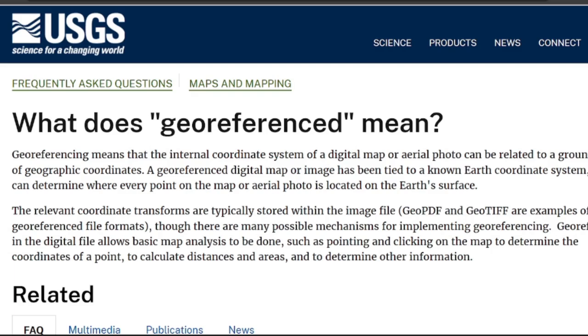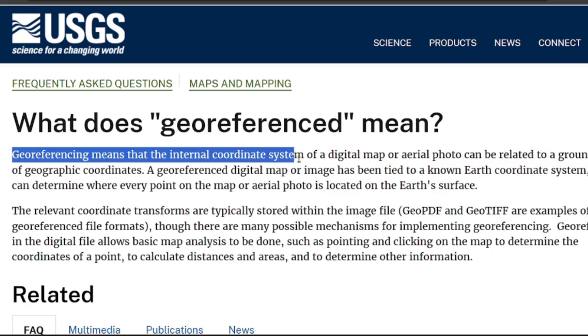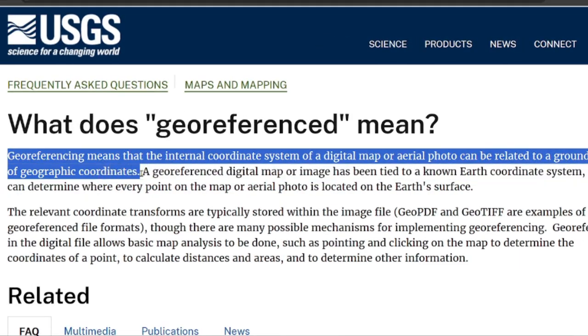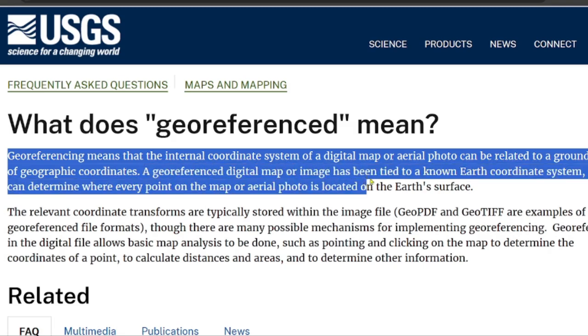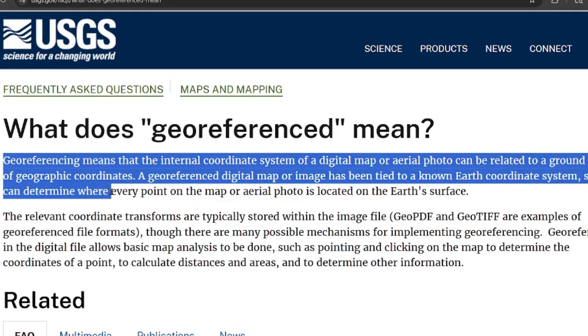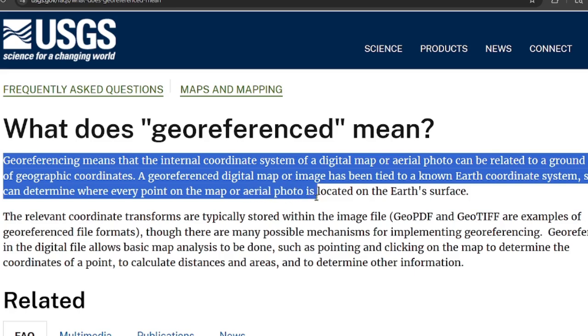In the USGS website, they have defined the georeferencing term as: georeferencing means that the internal coordinate system of a digital map or aerial photo can be related to ground or geographic coordinates. A georeferenced digital map or image has been tied to a known earth coordinate system, so users can determine where every point on the map or aerial photo is located on the earth surface.